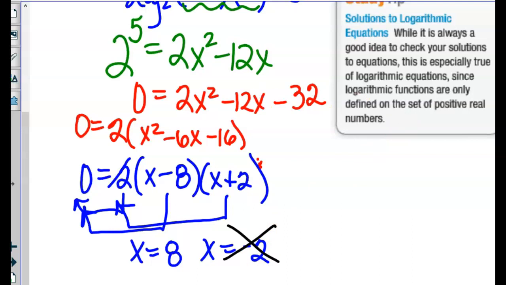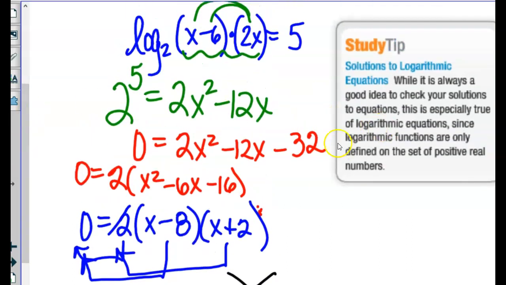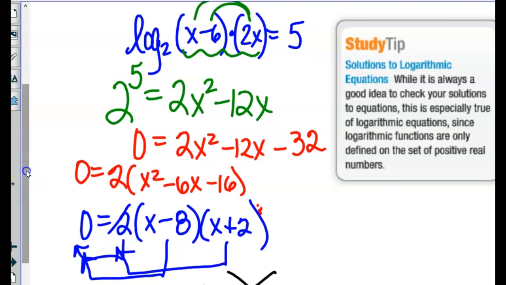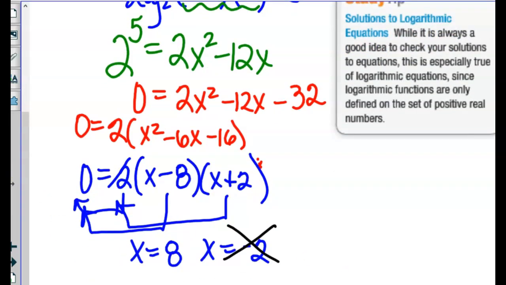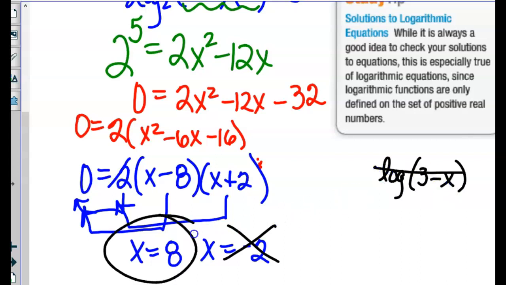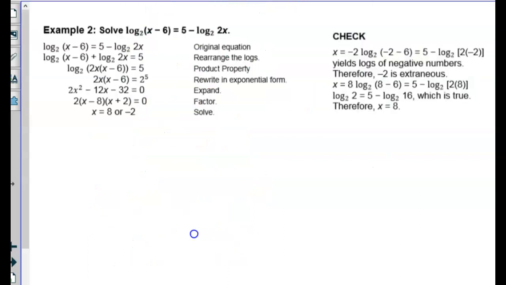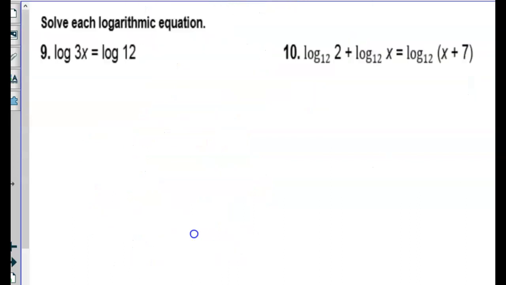It says, well, it is always a good idea to check your solutions to any equation. This is especially true of logarithmic equations, since log functions are only defined on the set of positive real numbers. But remember, we did talk about sometimes x can be negative depending what the question looks like. If it had said log of 3 minus x, we could definitely put a negative 2 in there. So be careful. Don't get to just always throw them away. All right. Here we go.